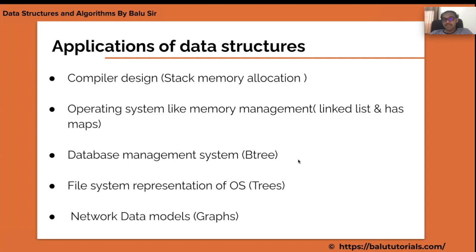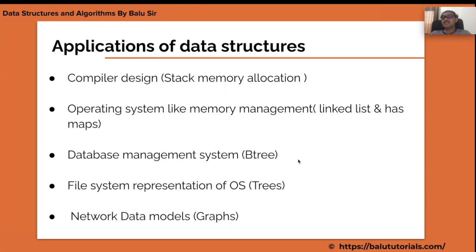So these are real-time applications where you can see data structures in the real-time picture. Compiler designing and stack memory allocations are taken care of based on data structures. Operating system memory management is going to use linked lists and hash maps. Database management systems are going to use B-trees. File system representation of the operating system is going to use the tree concept, and data models are going to represent graphs. These are the real-time applications where data structures exist everywhere.